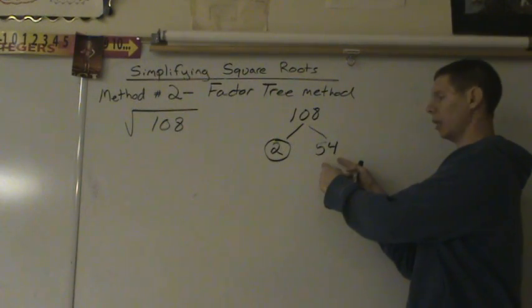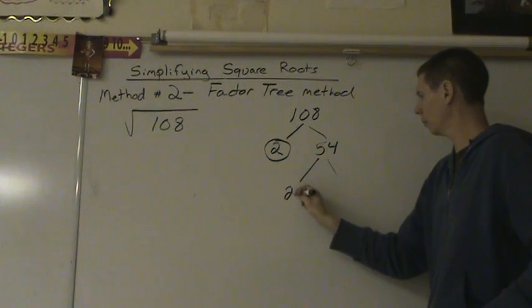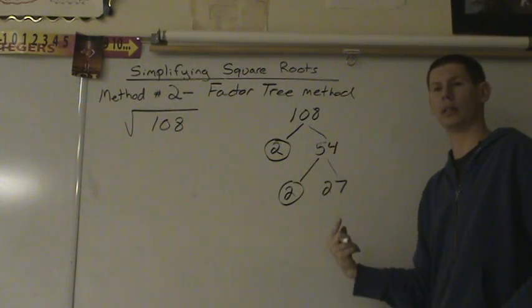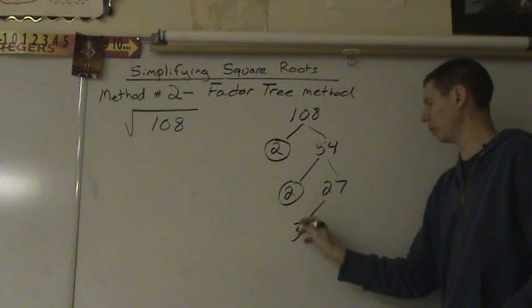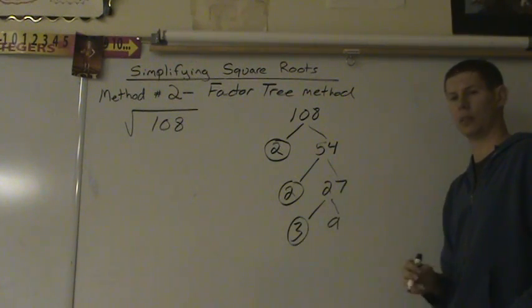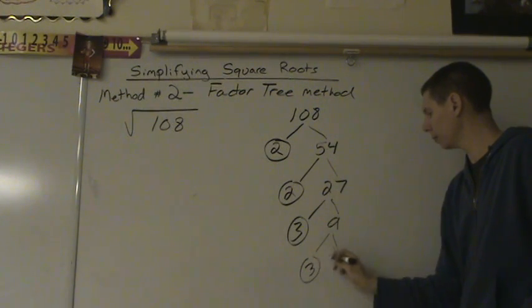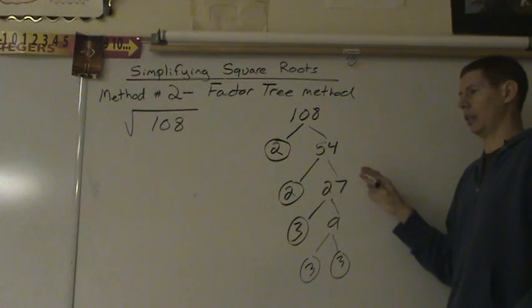Now 54 is an even number. I know if I divide that by 2, I get 2 and 27. 2 is a prime number, circle. 27 can still be factored. Mrs. Beckman, my 3rd grade teacher, taught me 3 times 9 is 27. 3 is a prime number. She also taught me 9 can be broken down because it's 3 times 3. So remember, this is a factor tree.